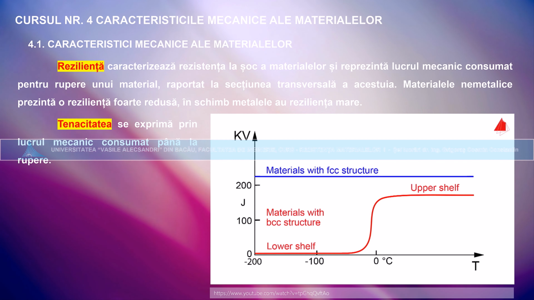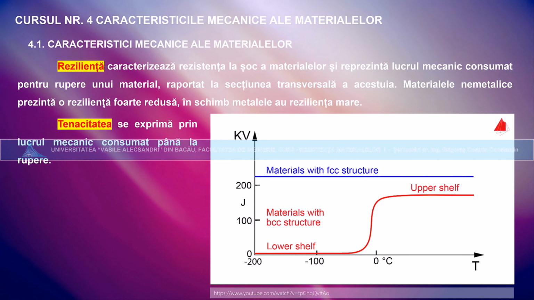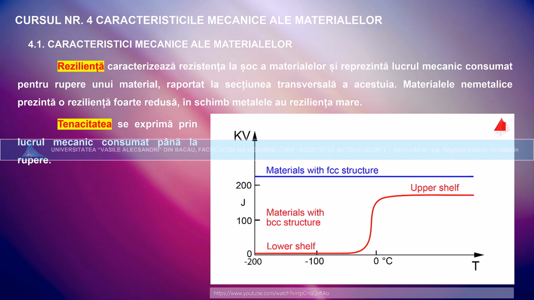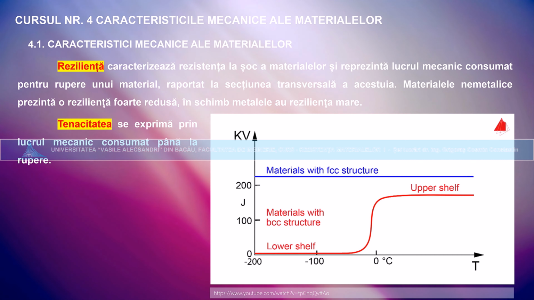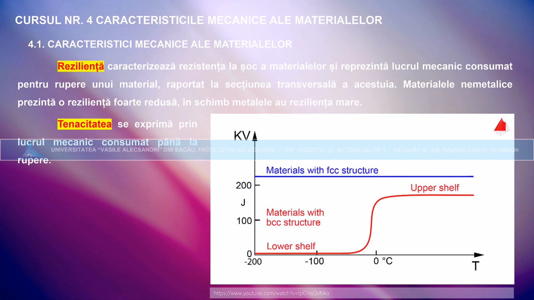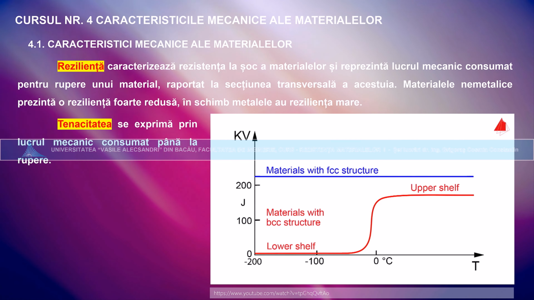Metallic materials with a face-centred cubic crystal structure, on the other hand, do not experience a ductile to brittle transition. These materials retain their ductile behaviour towards low temperatures and are therefore well suited for low temperature applications.